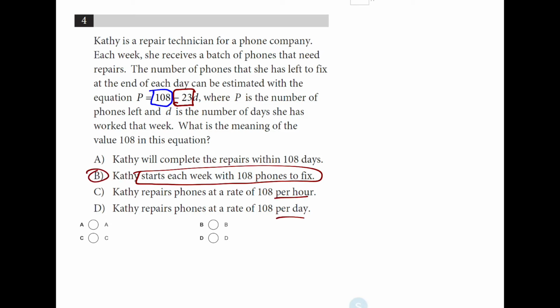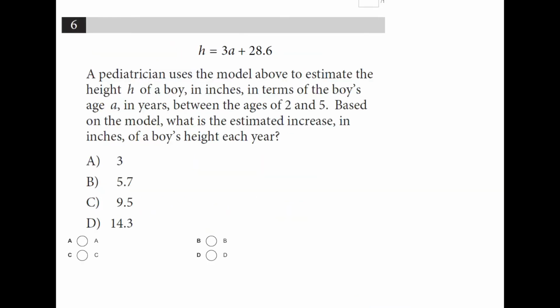The per hour, per day, those would fall under the slope category. This is a really fancy way of asking about slope by saying estimated increase in inches each year. What is the slope? It's 3. And the clue there was increase each year.